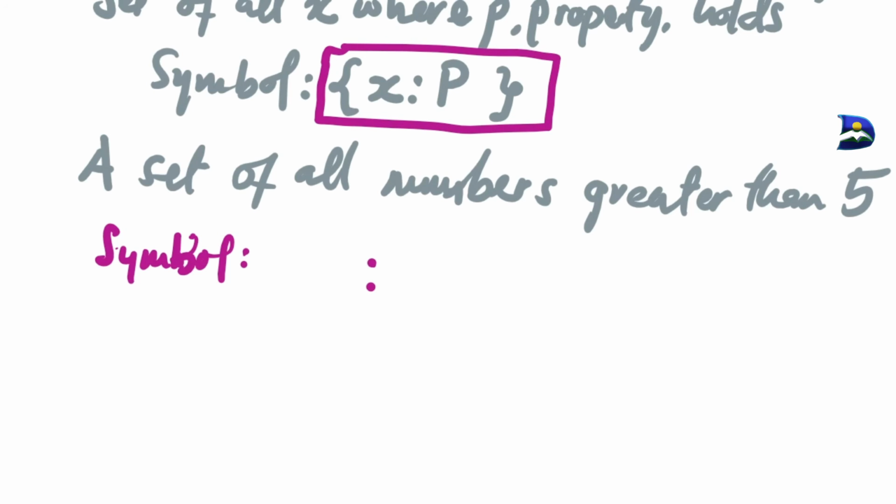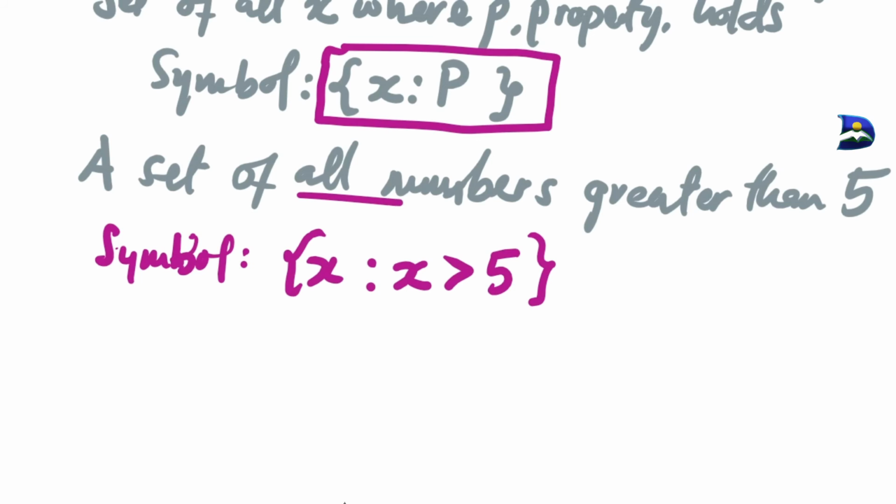So the property we are looking at here is numbers greater than 5. In this case, x is a variable for the numbers that are greater than 5. So x could be 6, 7, 20, 1 million, as long as x is not 2, 3, or 5, because 5 is not greater than 5. 5 is equal to 5, but in this statement we want only numbers that are greater than 5 and not equal to 5.